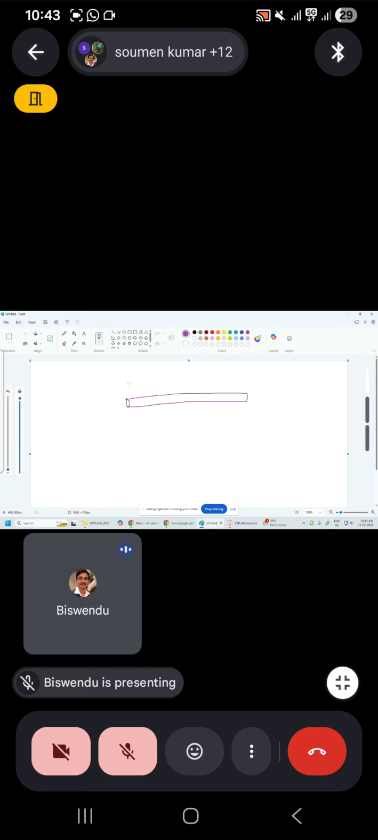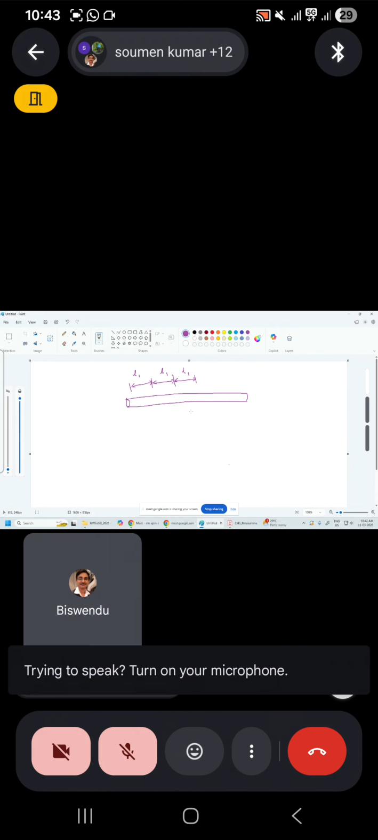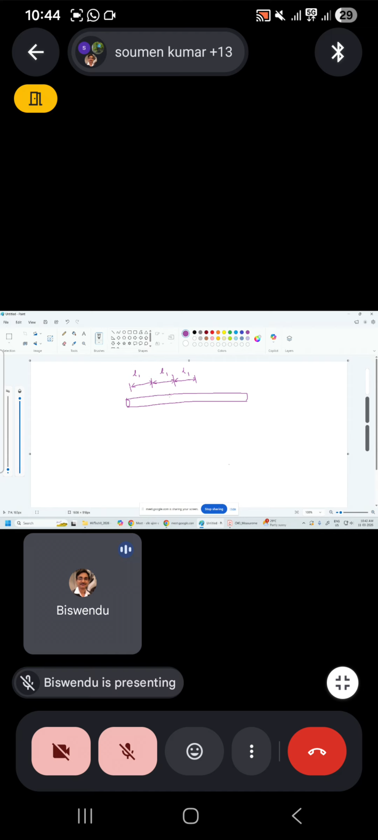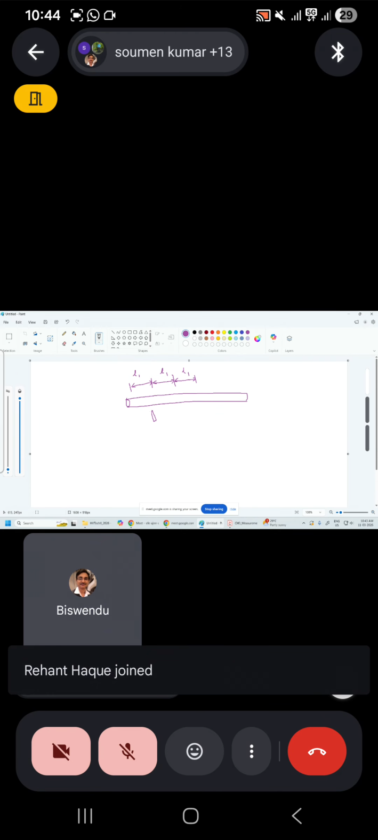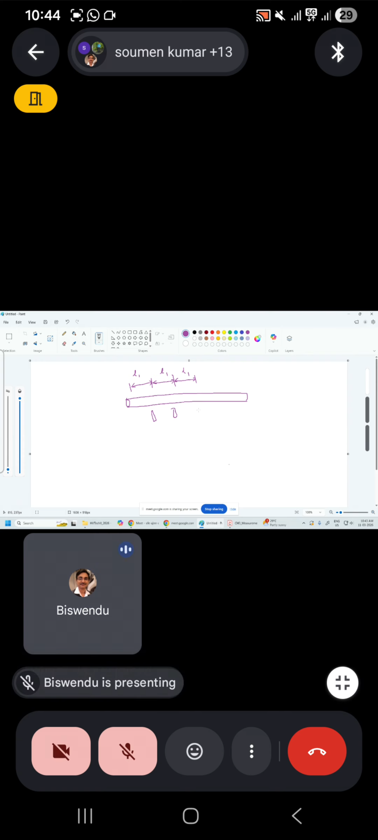Now you can divide the conductor into several inductor segments. This part is L1, this part is L1, this part is L1. So with length, the inductance increases, and if you put several magnetic materials along a definite length, what will happen?